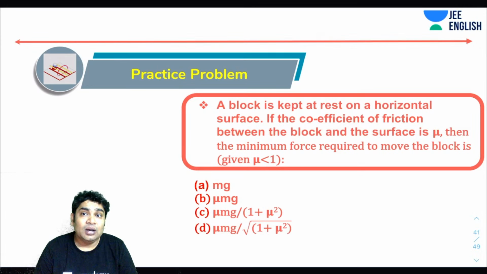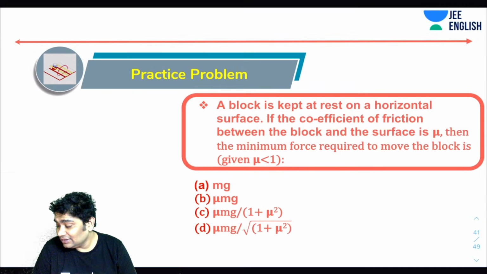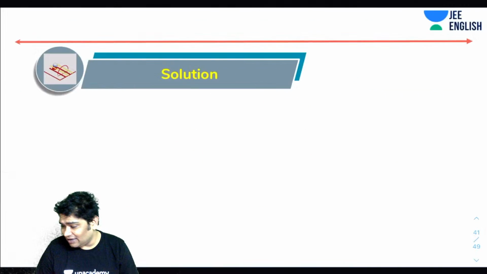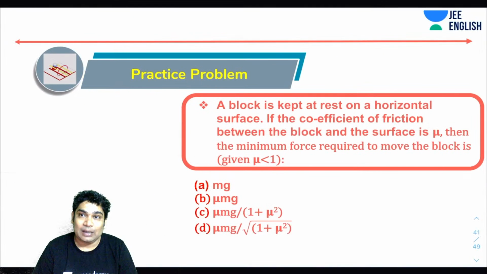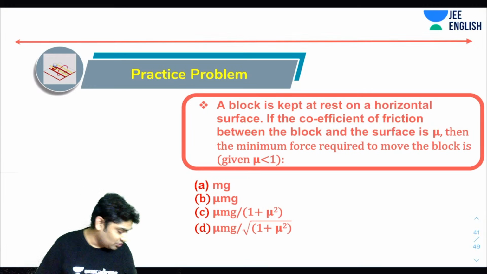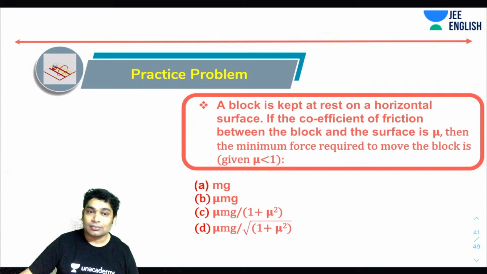You've been asked: a block is kept at rest on a horizontal surface. If the coefficient of friction between the block and the surface is mu, then what is the minimum force required to move the block? Okay, let's quickly try this. I think this is the last question that I had for today. Then we will wrap it up. I will give you 2 minutes to give this a shot, and then I'll discuss the solution.